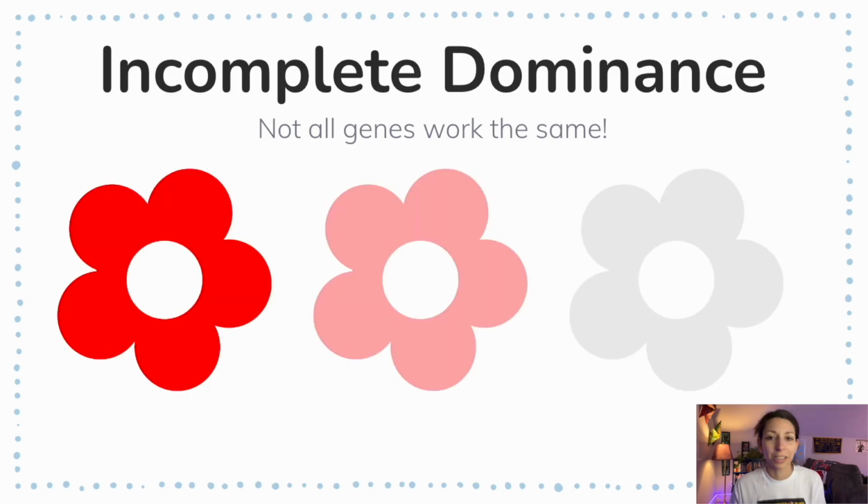For example, the classic one is something like a red flower and a white flower. We'll pretend this is white on the screen. And then if they are crossed or bred, they would generate pink flowers. So let's see how this works.